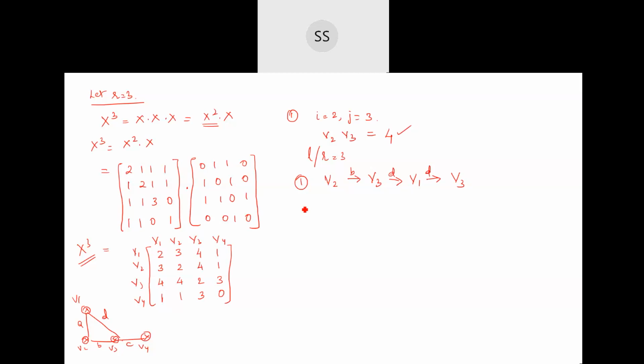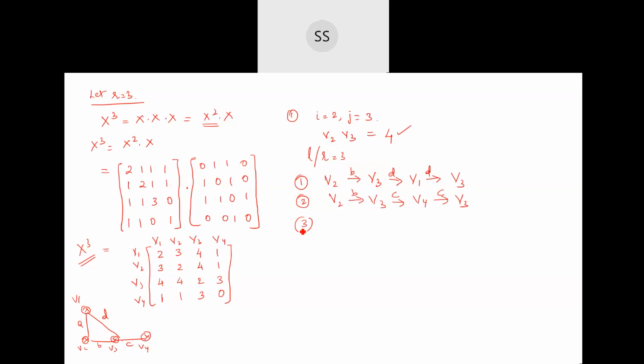I said there are 4 possibilities, so I have to show 4 possibilities. The second possibility is what? V2 and V3. Just like I took it now, you can take like this also, right? So you can write V2, it goes to V3, it can go to V4 and then come back to V3. But the end vertices have to be V2 and V3. I only need to check that. So this is B, this is C, and this is V3 to V4, to come back to V3.